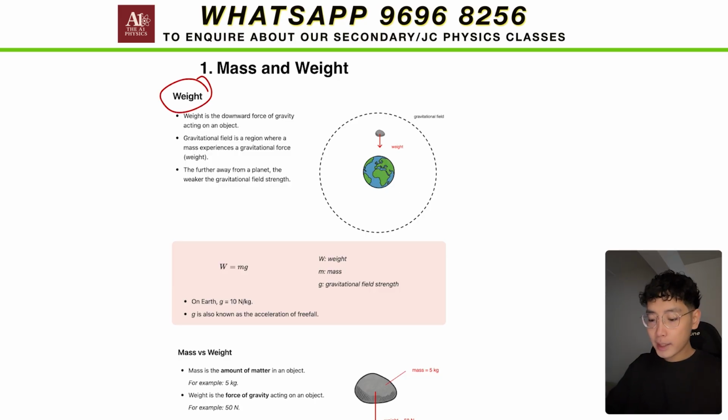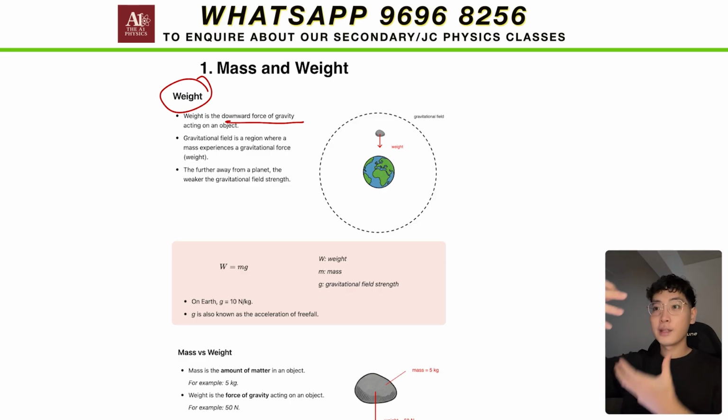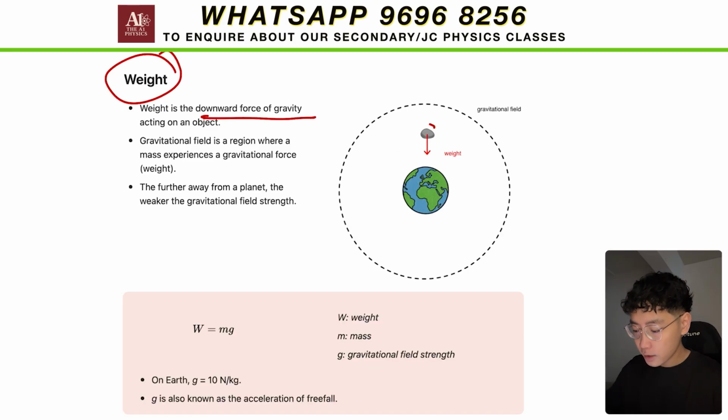Basically, what is weight? Weight is the downward force of gravity pulling you down. For example, if you stand on Earth, the force of gravity that pulls you down towards the ground is called the weight. Every single object on Earth has a weight of its own. You can see over here, this stone is being pulled downwards, and this force is called the weight.